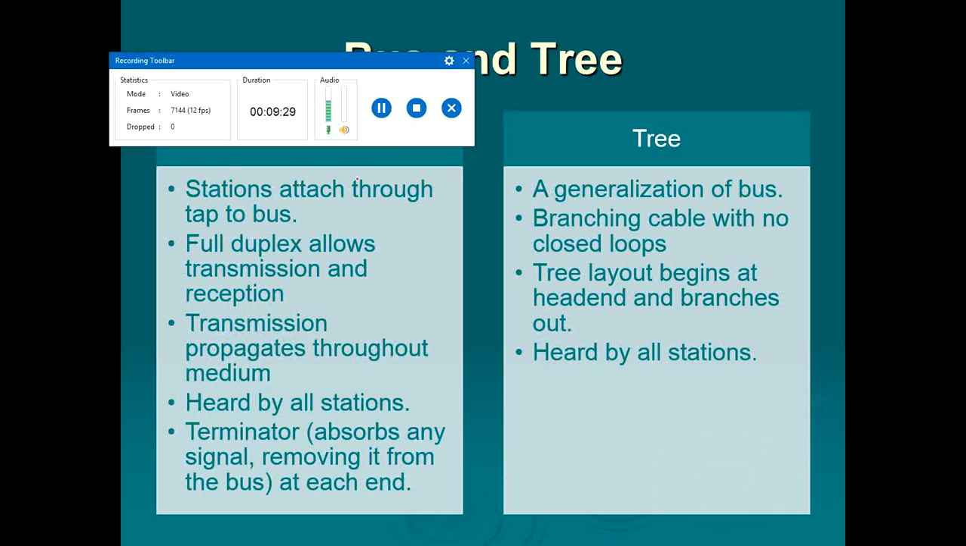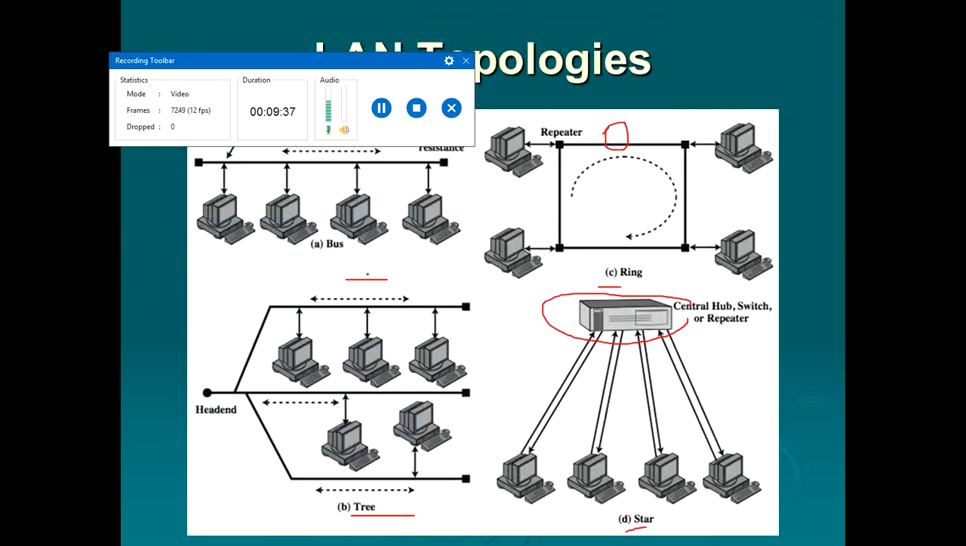Now coming to the tree. Tree is a generalization of the bus topology. Let's go back and check what a tree topology is. If you see, even in the tree, there is a single medium propagating over here. Now these are called taps. Alright, these are called the terminators, sorry. These are called the terminators, and the stations are attached to the wire. Here there will be some hardware which is called taps. This is called the terminator.